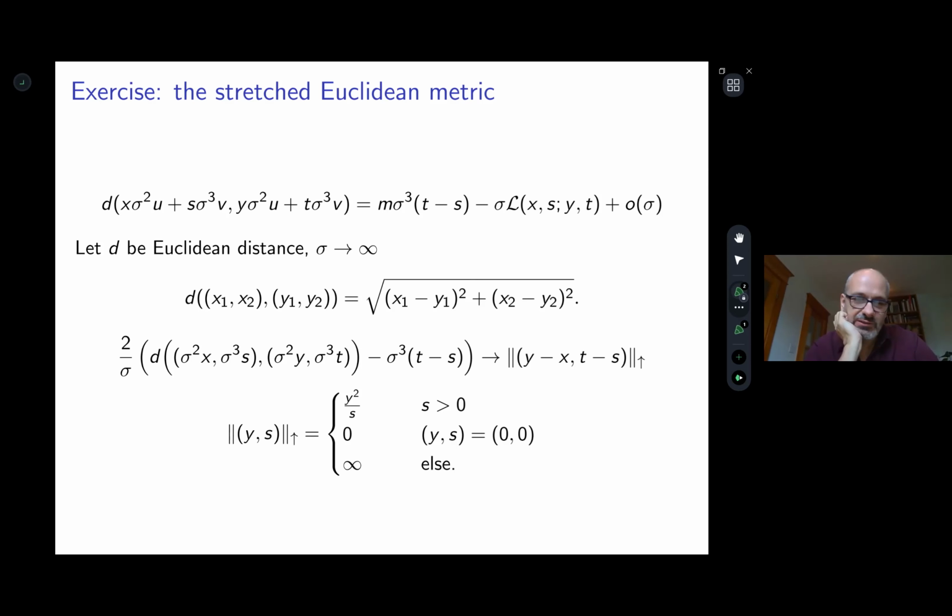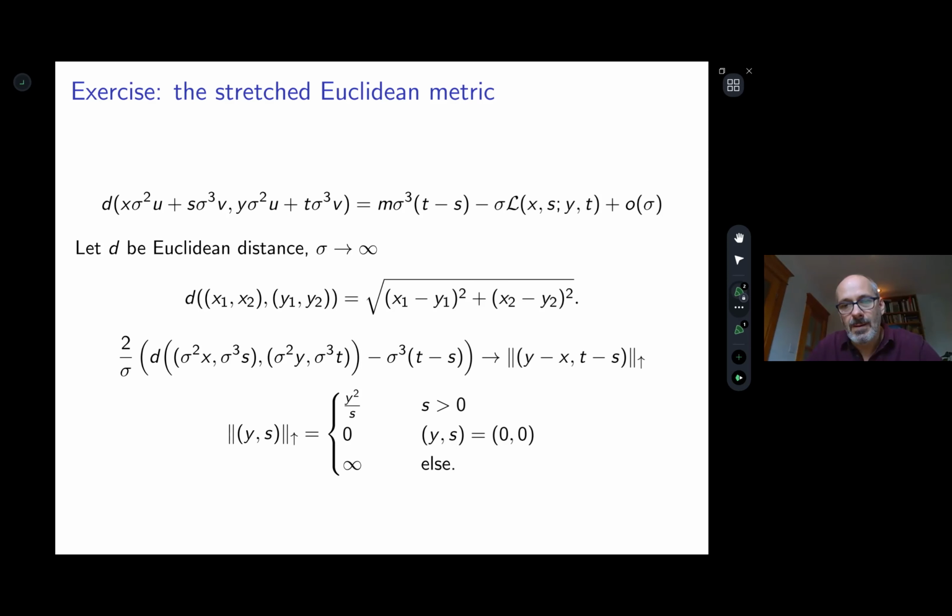it's called the stretched Euclidean metric, or actually I prefer to call it now the Dirichlet metric, because when you have a path where space is a function of time, then its length is actually the Dirichlet norm. So here is what the norm is. You get some funny norm, and we'll discuss what it's like. So the distance comes from a norm, in the sense that the distance of 2 points depends on the difference of the points, and the norm is y squared over s when s is greater than 0, 0 if y is 0 and s is 0, and infinity otherwise.